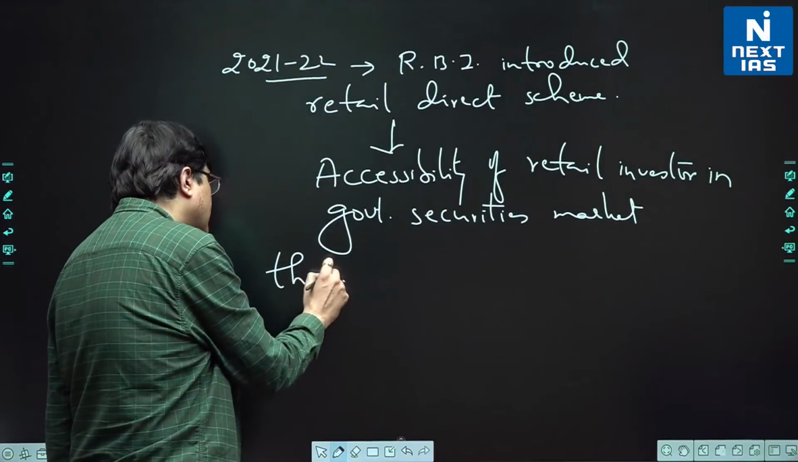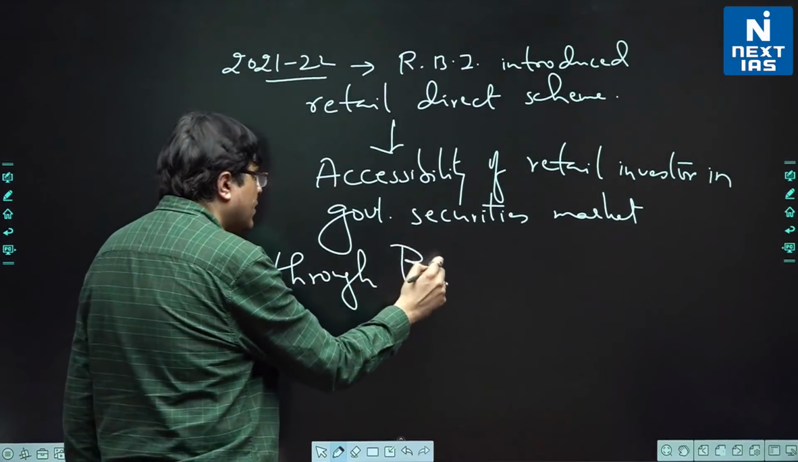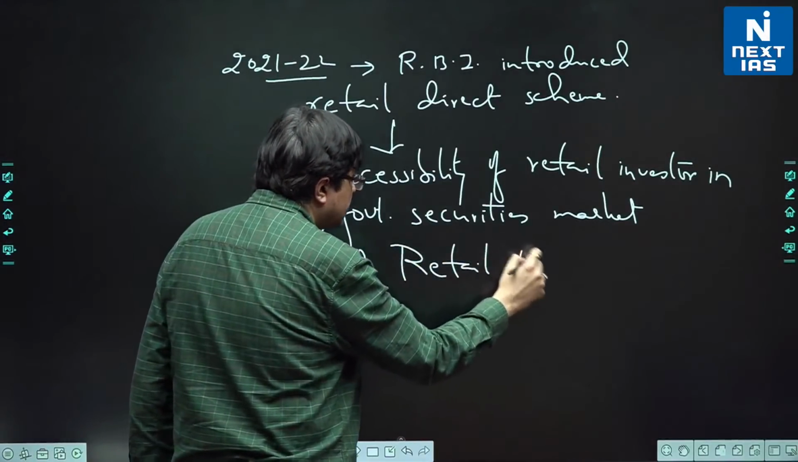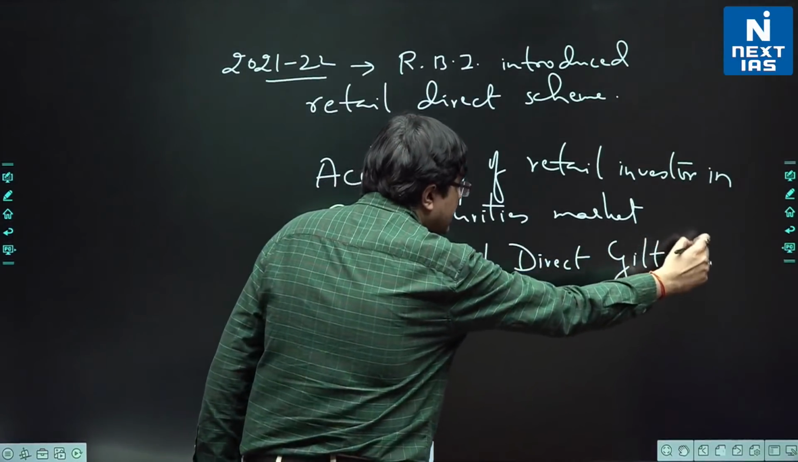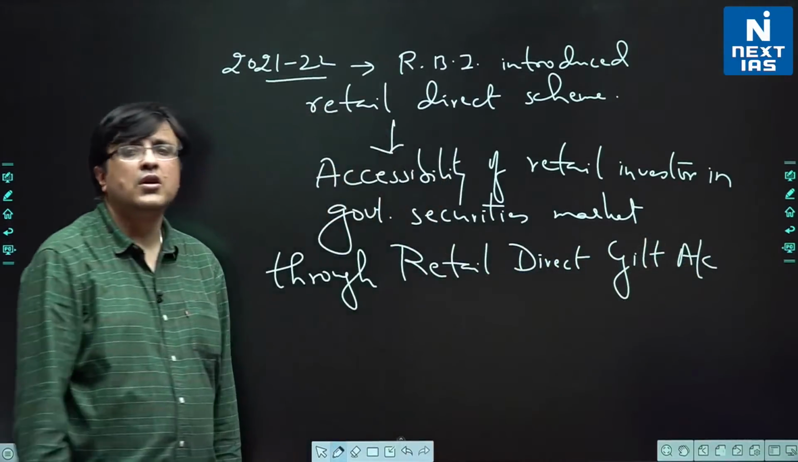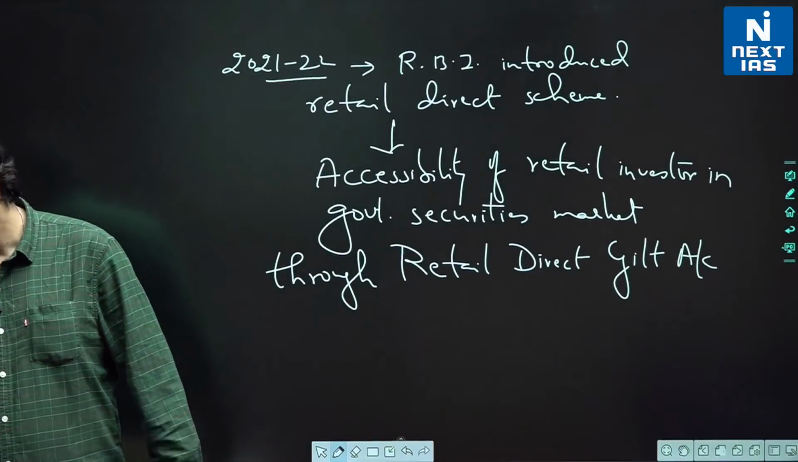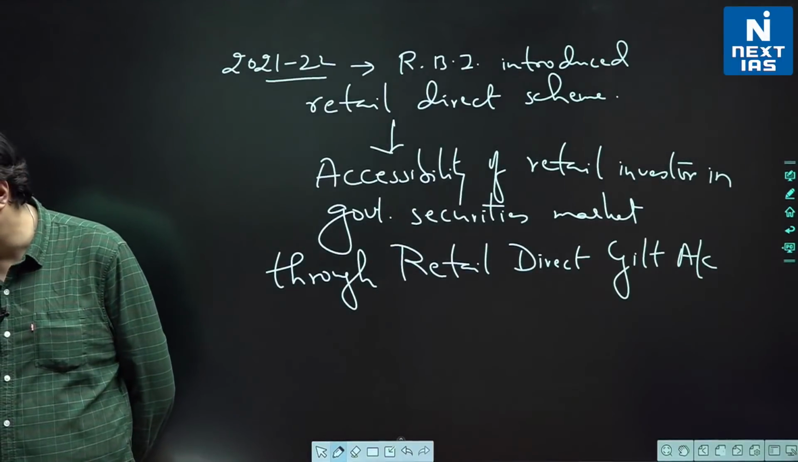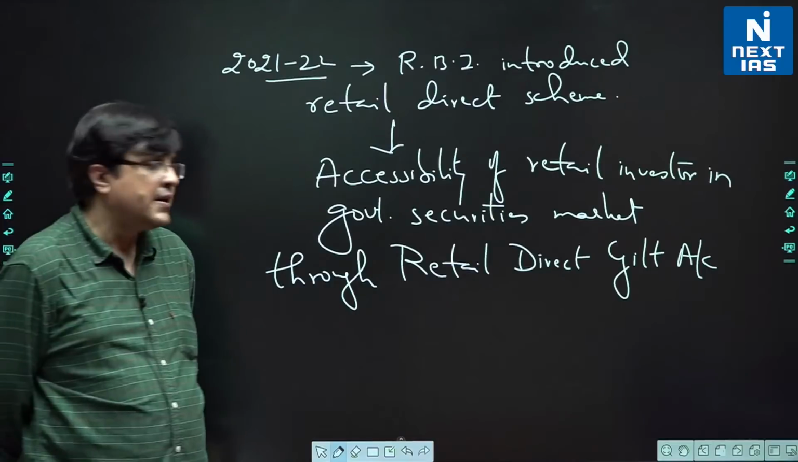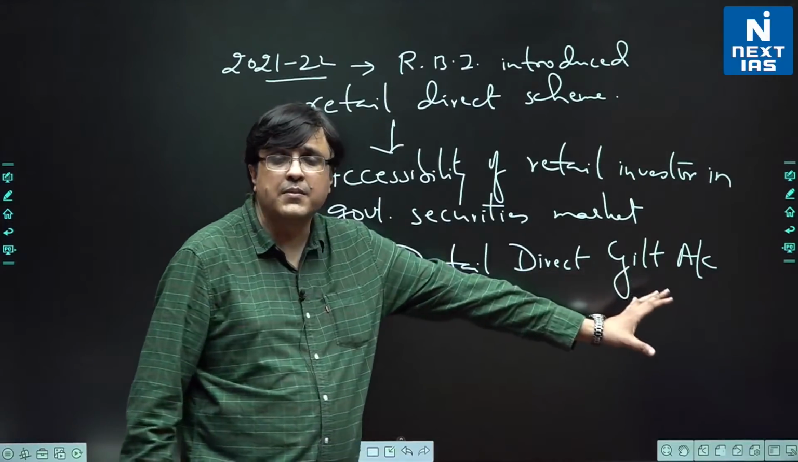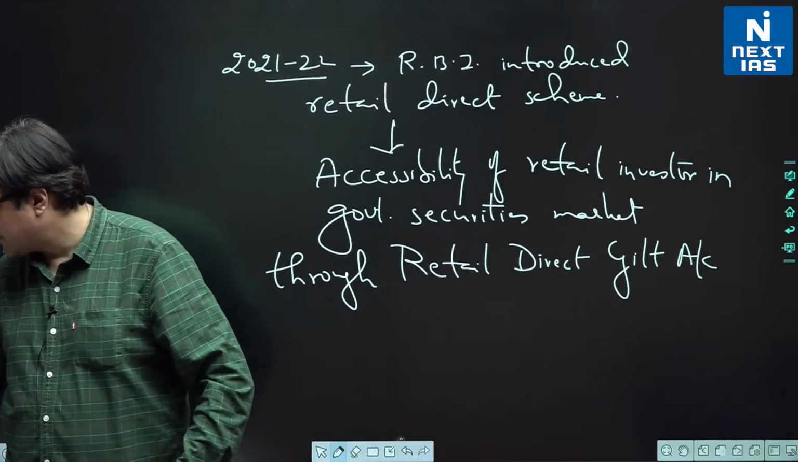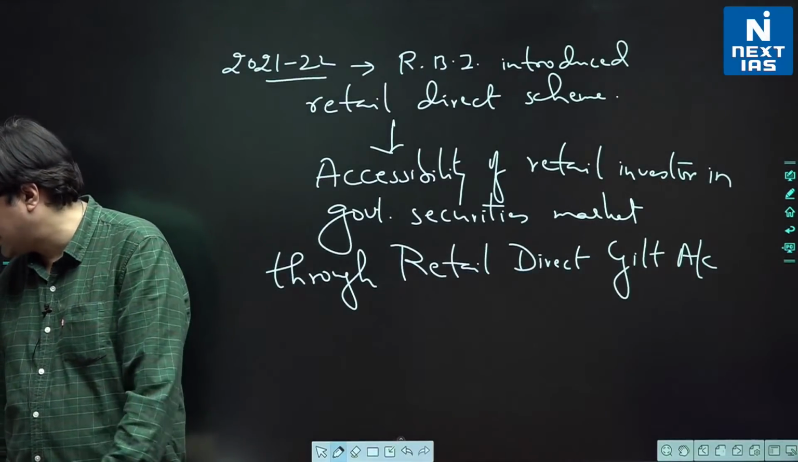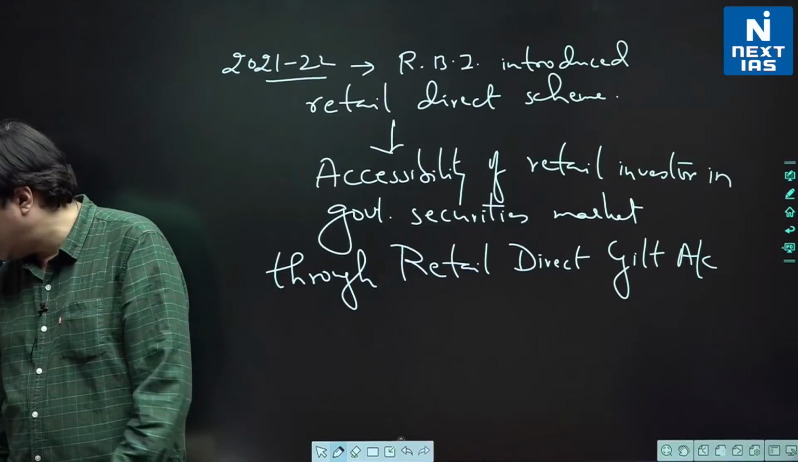So this will be through the retail direct gilt account that the investors are allowed to participate. Minimum 10,000 and maximum 2 crore rupees worth of security can be used by them. That is the aspect here.